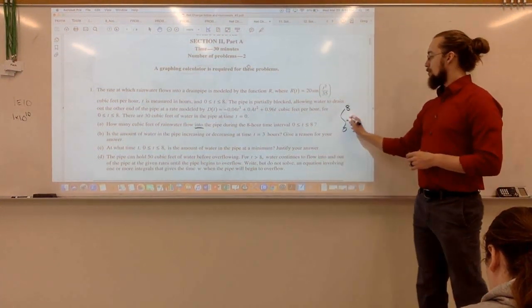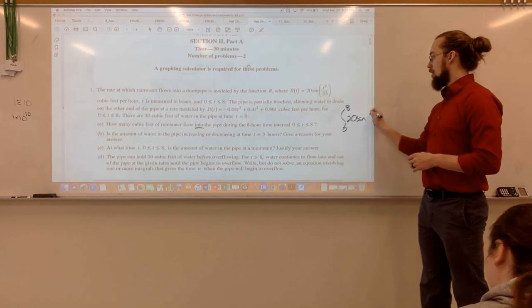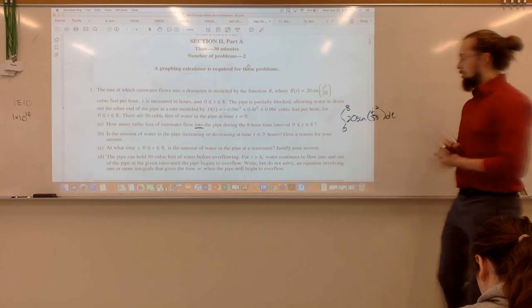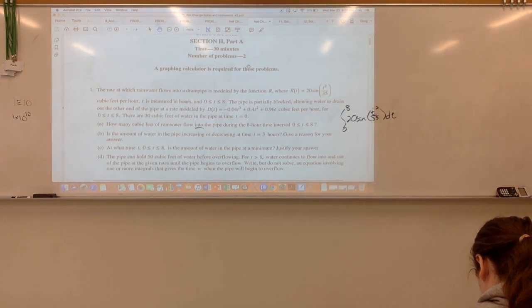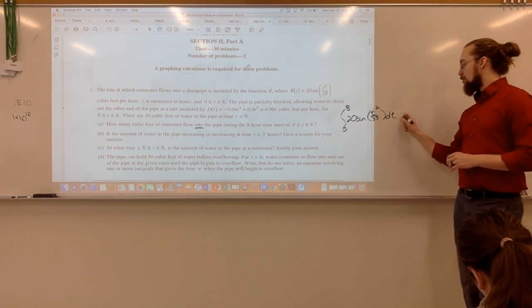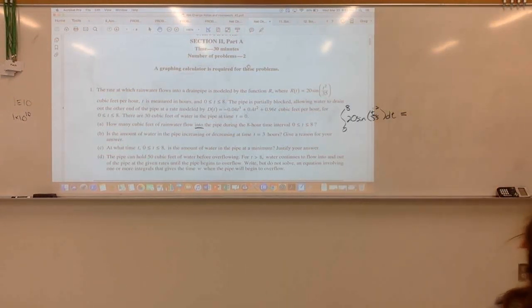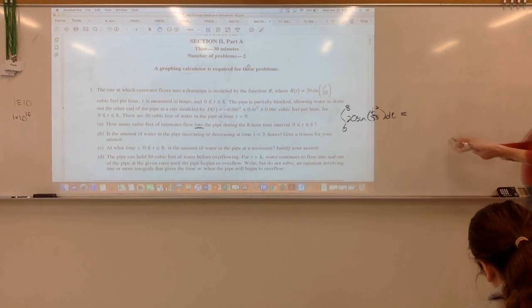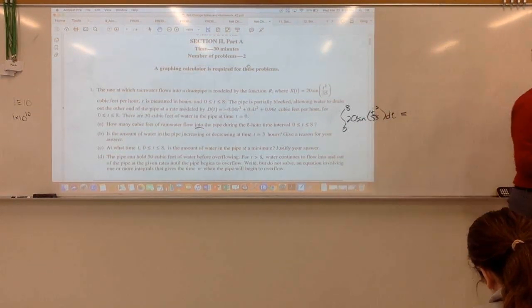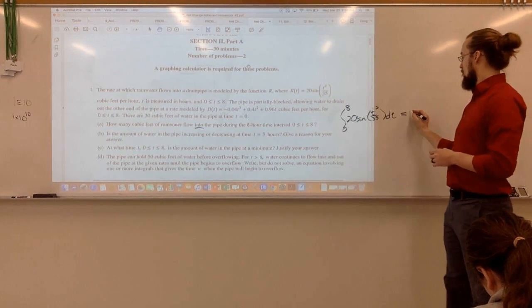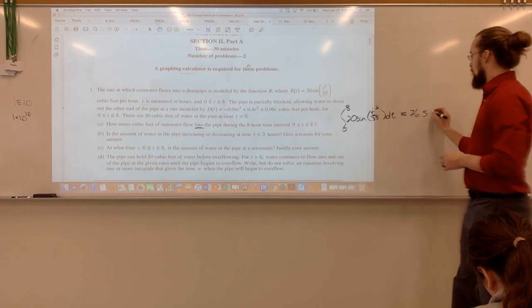So I would say the integral from 0 to 8 of 20 times the sine of t squared over 35 dt. That we can just plug into the calculator, right? Math 9. Plug that whole thing in. What should I make sure of though before I plug stuff in? Right. We're dealing with a trig function, so we need to make sure we're in radian mode. So what do we get if we plug that in? 76.5703.